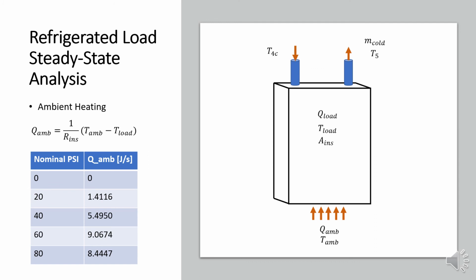Henceforth, we are tasked to find the ambient heating for each of the nominal psi trials during the vortex tube experiments, all at steady state. The equation for ambient heating is shown below and is dependent upon the thermal resistance value, the ambient temperature, and the load temperature. As you can see, as the nominal psi increases, the ambient heating also increases.